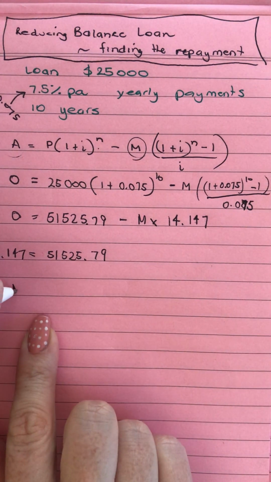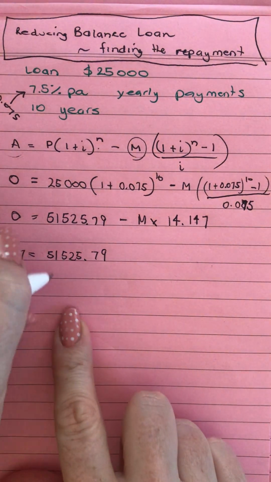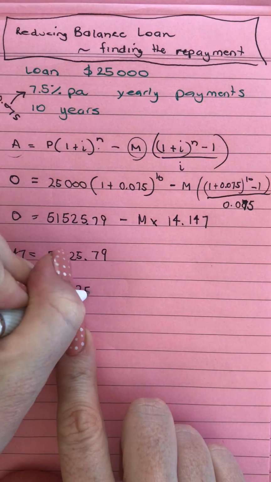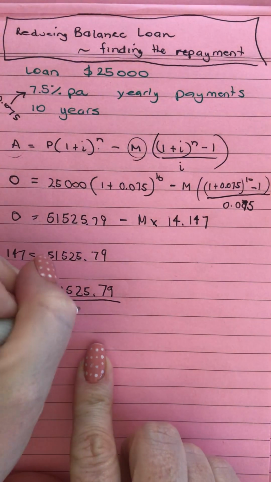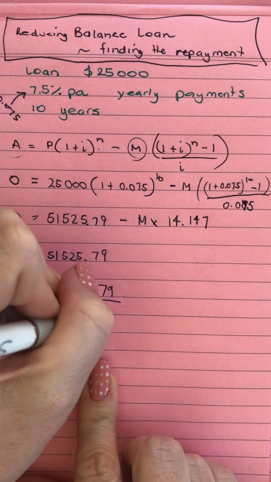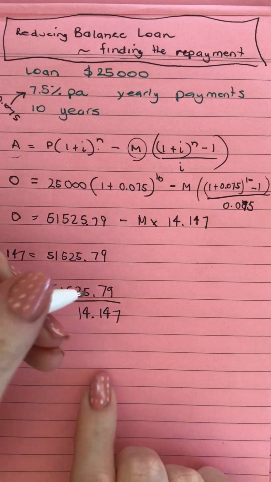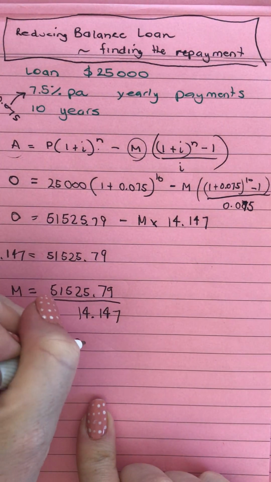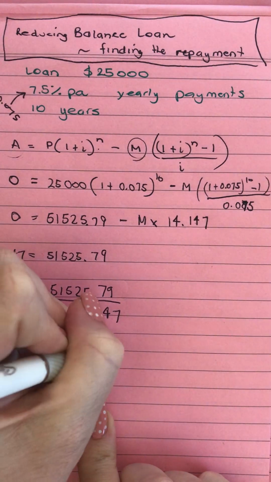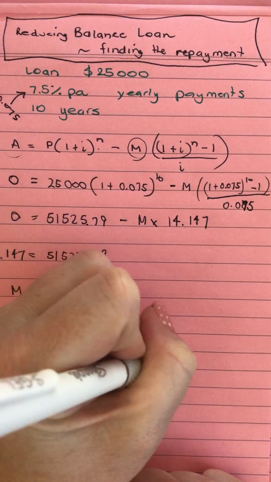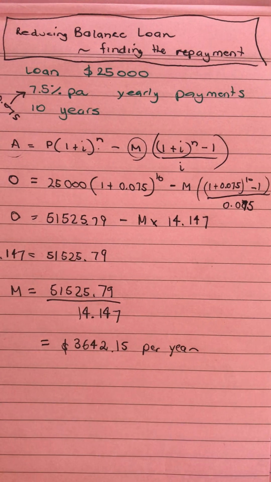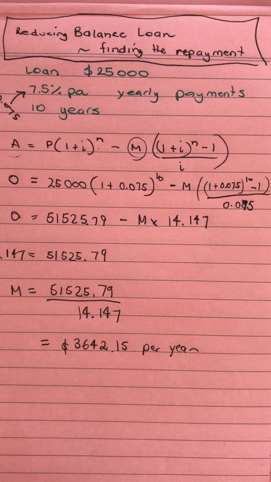So now to get the M on its own, I'm going to divide my 51525.79 by the 14.147, and that gives me $3,642.15 per year. So that's the process you'll go through to solve for repayments.